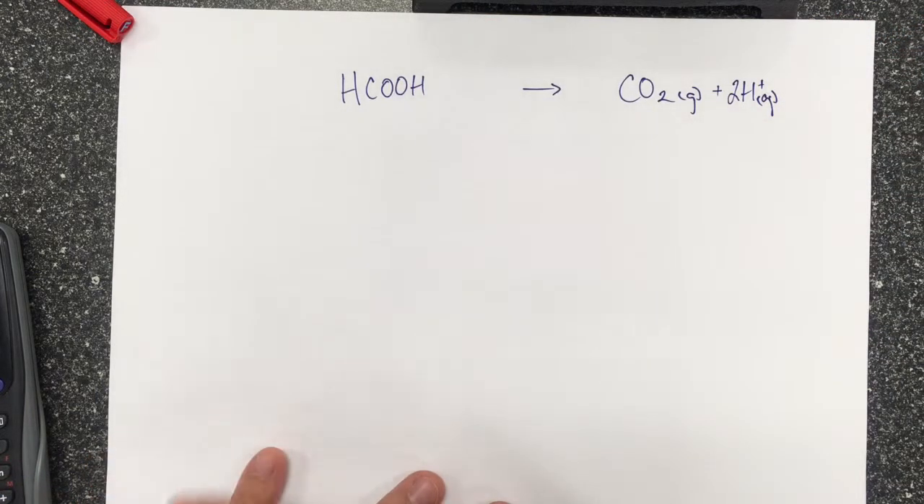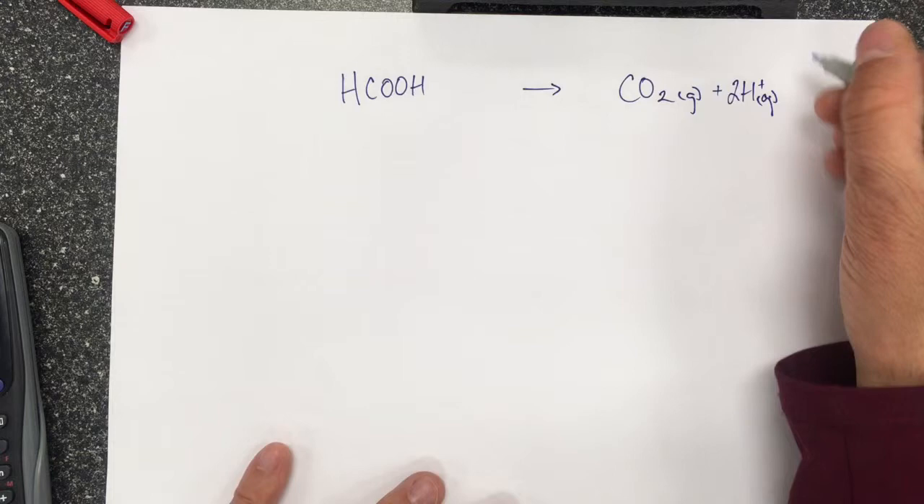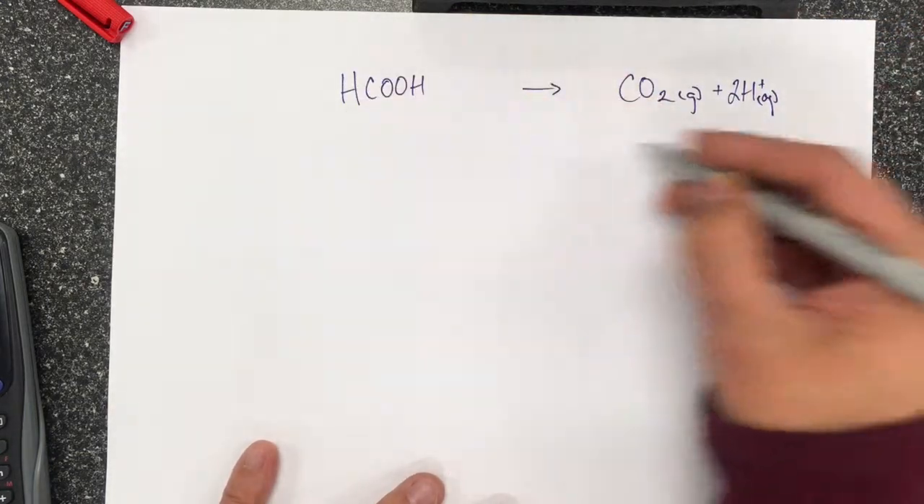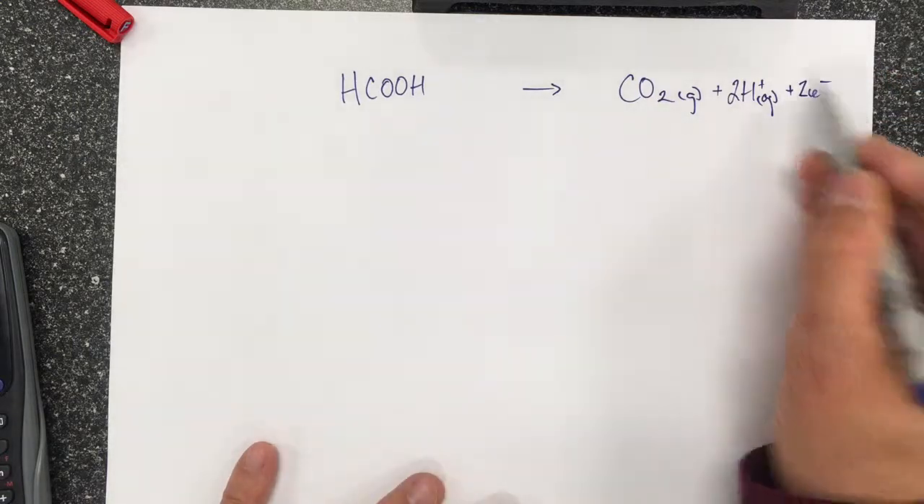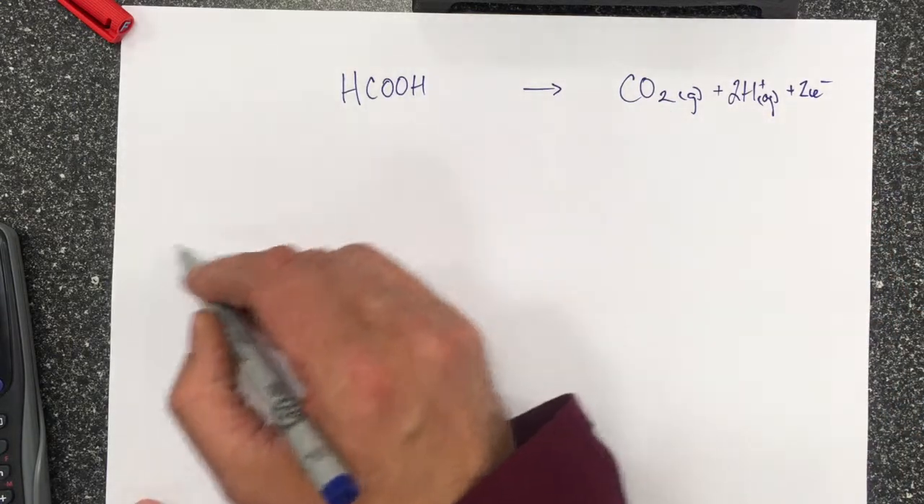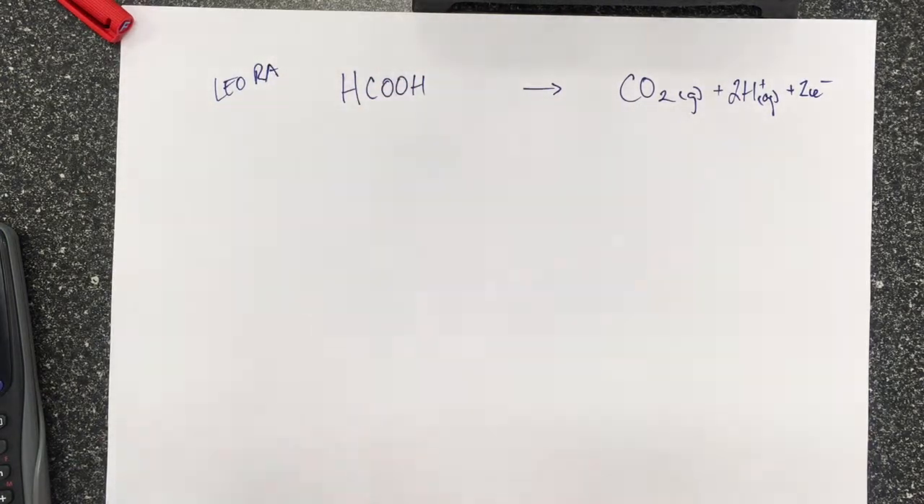Since this is a half reaction, I need to use electrons to balance the half reaction. If it was a net redox reaction, I can't have leftover electrons. But in this case, I'm just finding out whether it's gaining or losing electrons. Since this side has 0 charge and this has a positive 2, there must be 2 electrons to make this a net of 0 and this is a net of 0. So this is LEO RA. So we now know that methanoic acid is the reducing agent. Since the other reactant is oxygen, that's going to be our oxidizing agent, not a surprise.